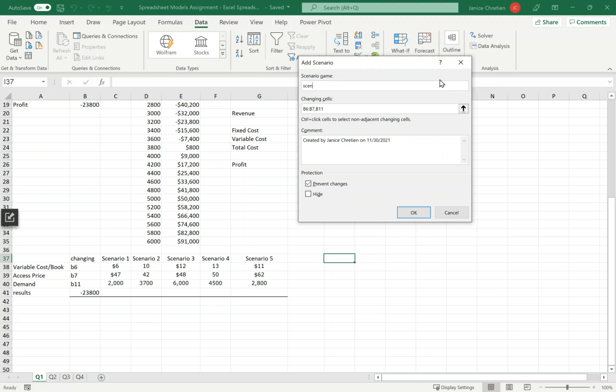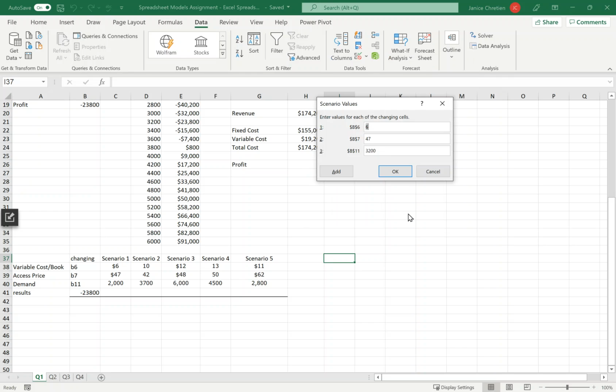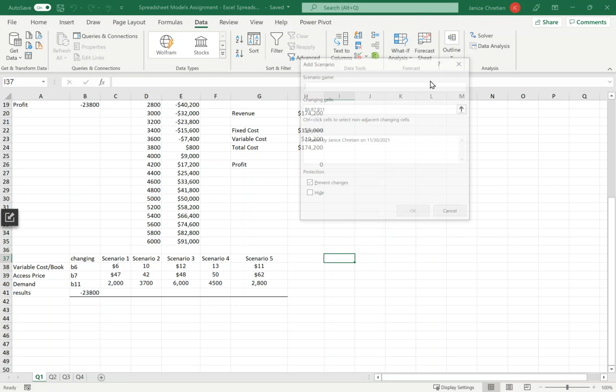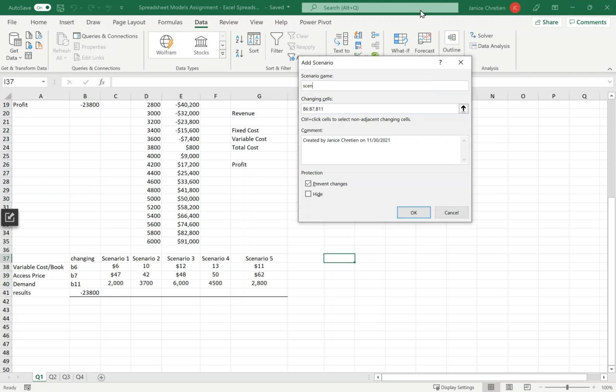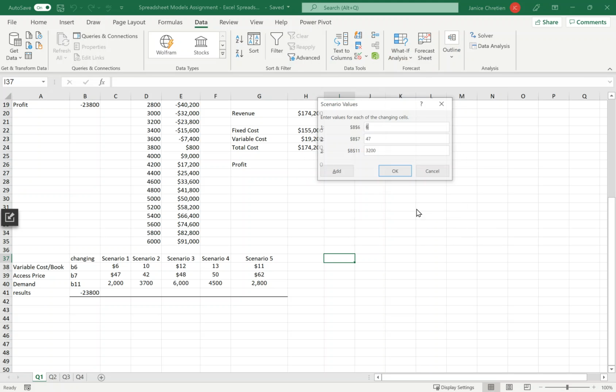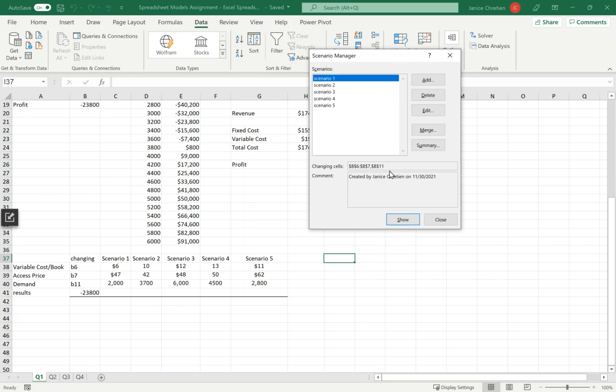Add scenario 4. Put in my values. Okay. Then add scenario 5. Okay, so right here would be a good place for you to pause this video and build your 5 scenarios. Okay, now you have your 5 scenarios in there.